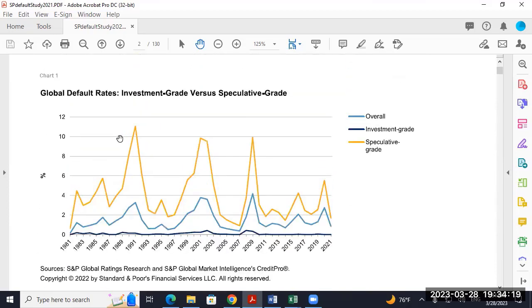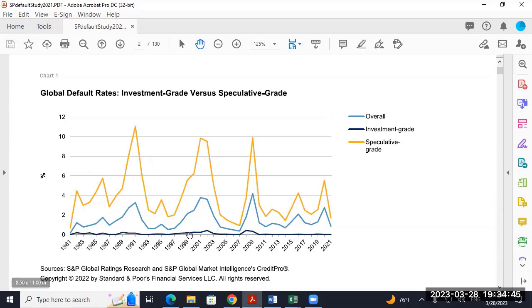a lot of graphs. They look at default rates. You can see default rates were down in 2021. Investment grade is essentially zero, speculative, all over the place. You can definitely see the .com, the S&L crisis, the .com, the 2008 crisis, and then the 2020. You can definitely see those.